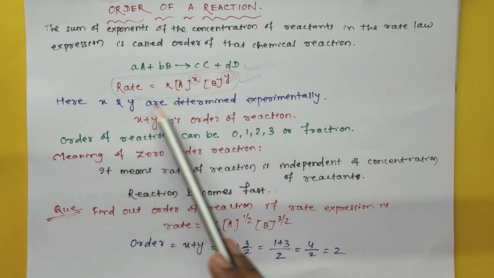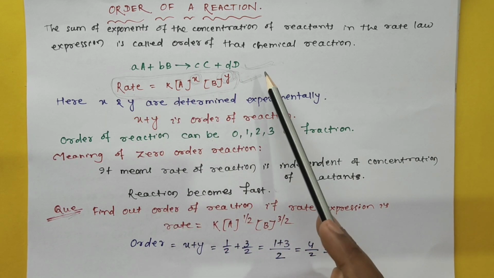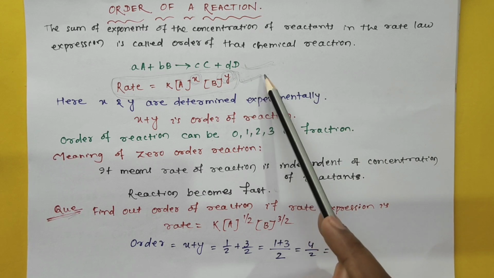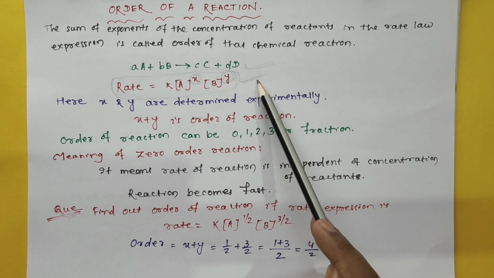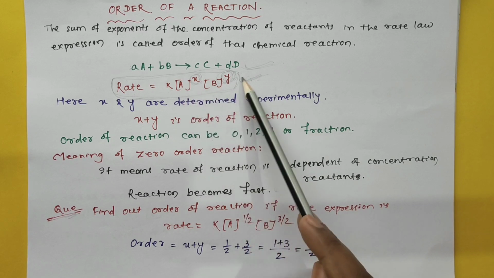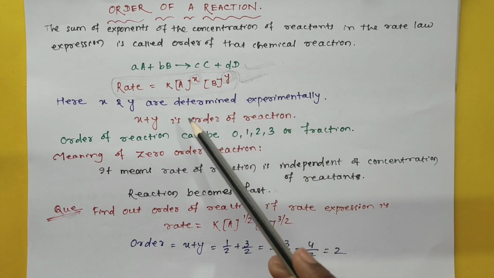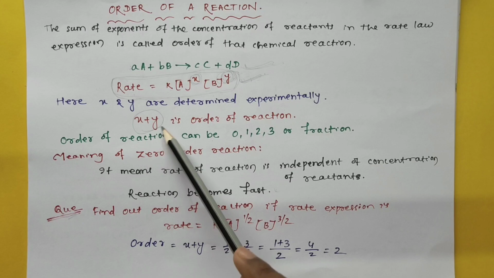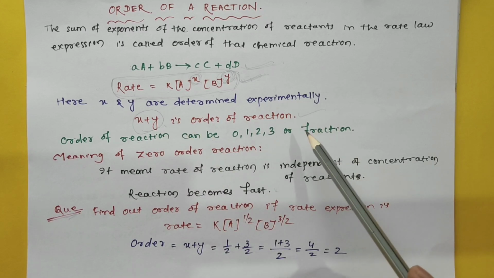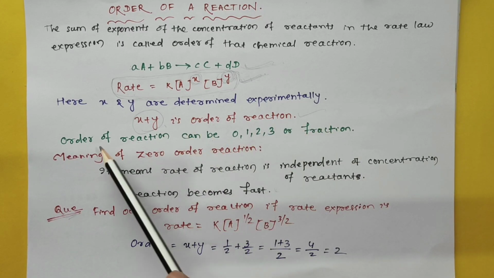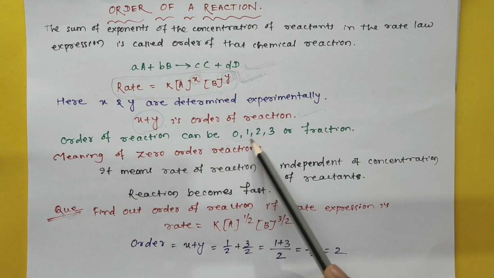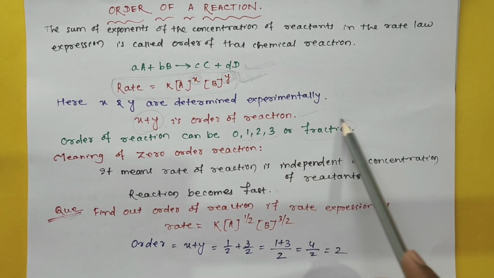So here X and Y are determined experimentally. As you know, the rate of a chemical reaction is determined experimentally. So here the rate expression is given like this, and from this X plus Y gives your order of the reaction. And remember, order of the reaction may be 0, 1, 2, 3 or even fraction.